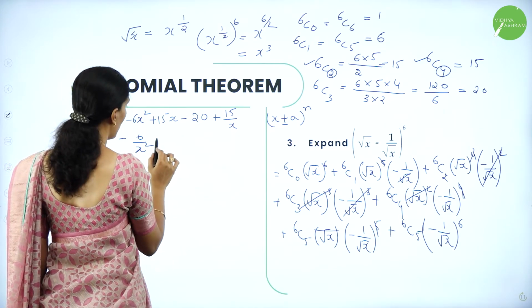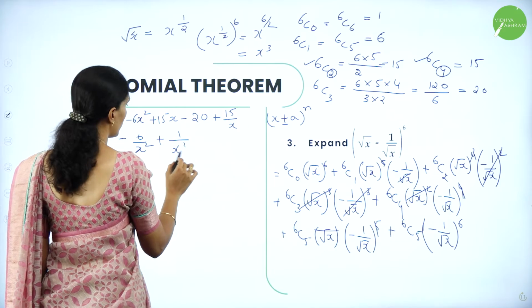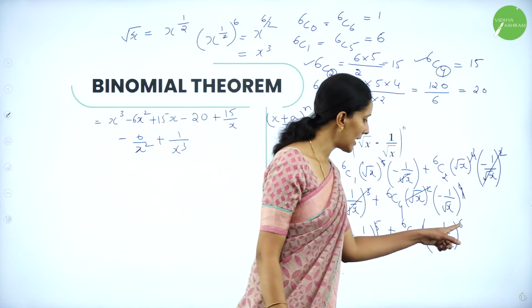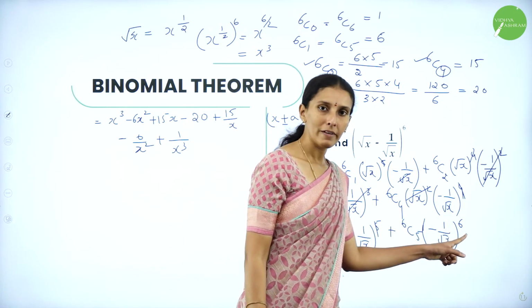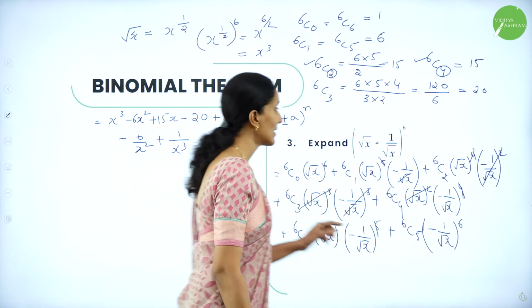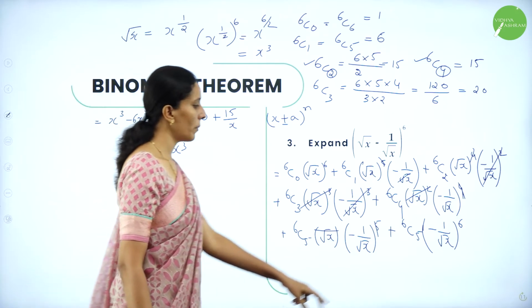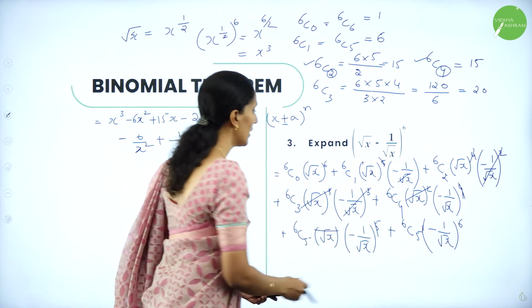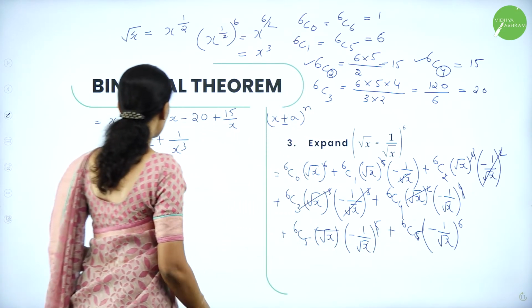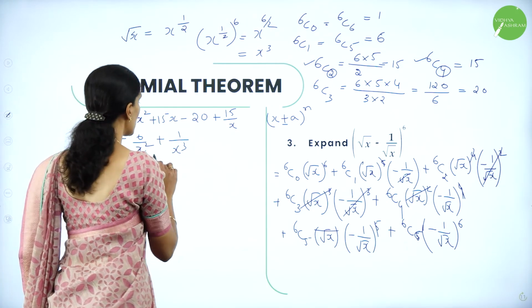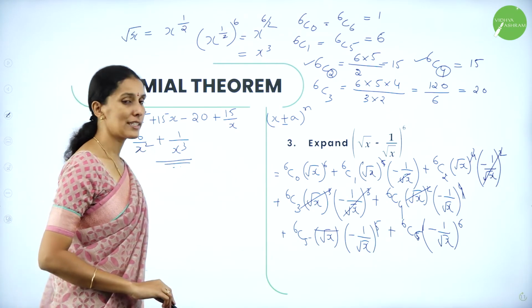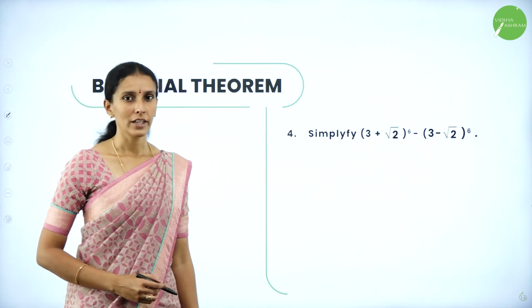And finally, you are left with 1 by x cube. Because you have power 6. So root x whole power 6 is nothing but x cube. In the denominator, the coefficient of 6c6 is 1. So this is the final answer I'll get for this expansion. Moving on to the next question.